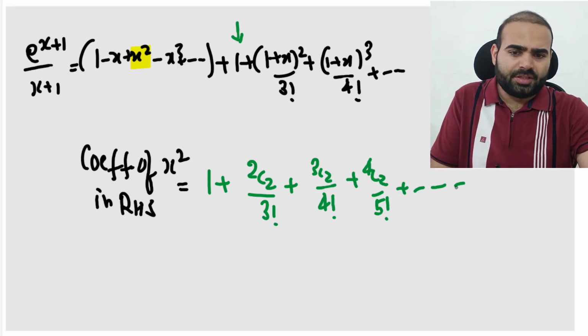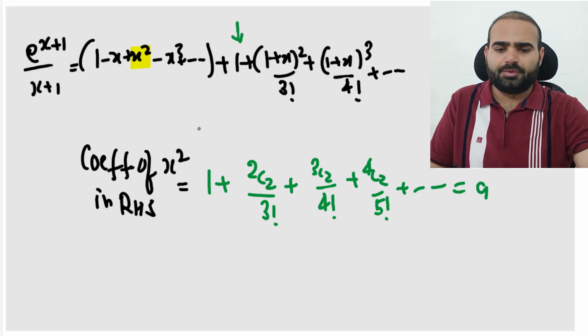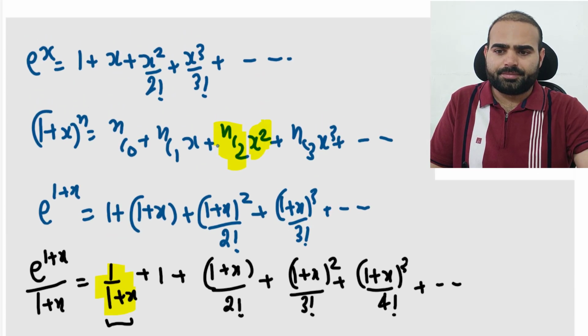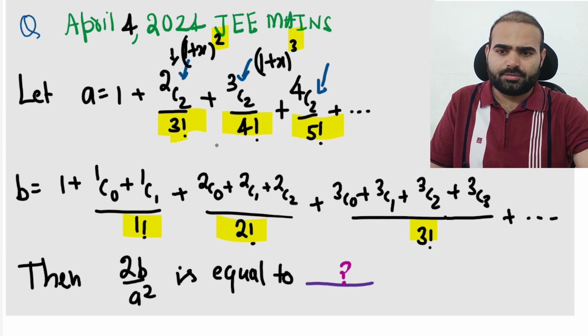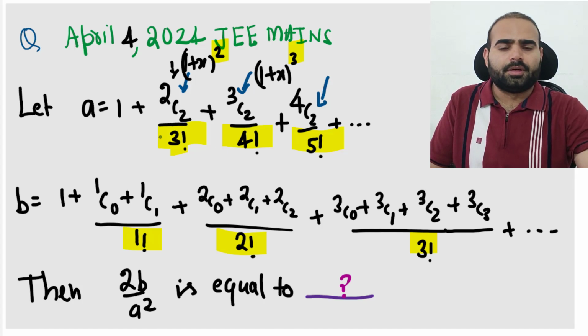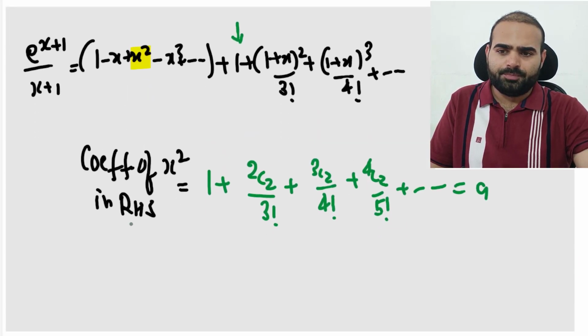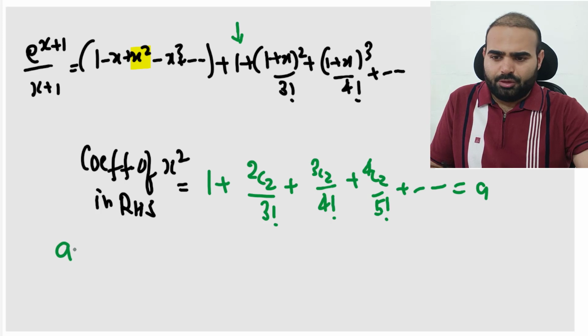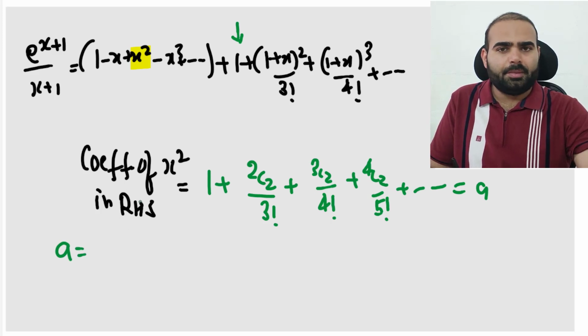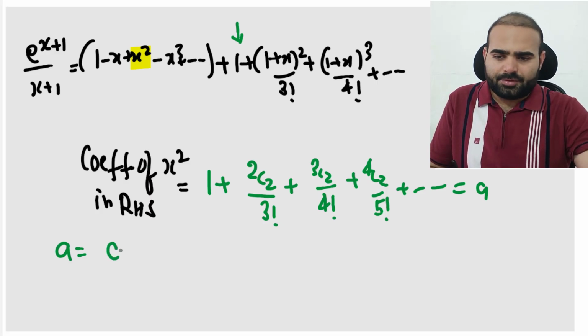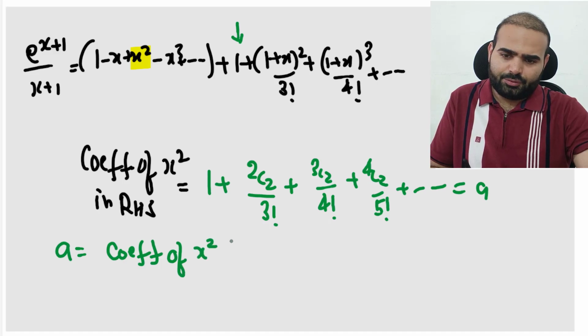So now you got the logic. And you can notice this is nothing but our A. Let me show you. This was our A. 1 plus 2c2 upon 3 factorial, right? So basically we got our A. How? Let me tell you. Because the value of A is nothing but the same, because the coefficient of x square on the RHS and LHS must be same. That's why this will be the same as the coefficient of x square in LHS.